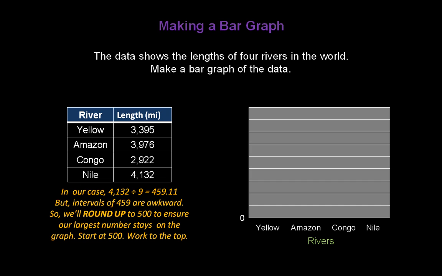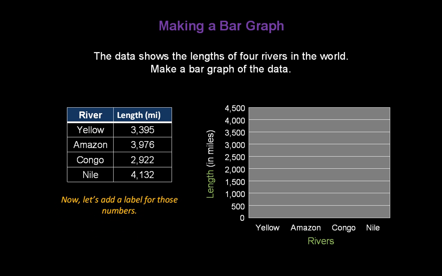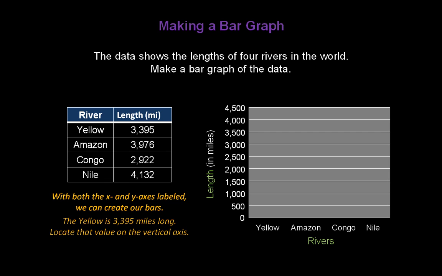And we're going to do that by starting at the first line with 500 and working our way to the top. The largest number on our graph now is 4,500. Don't forget to add a label for those numbers. It's the length in miles. With both the x and the y-axes labeled, now we can create our bars and add them to the graph.